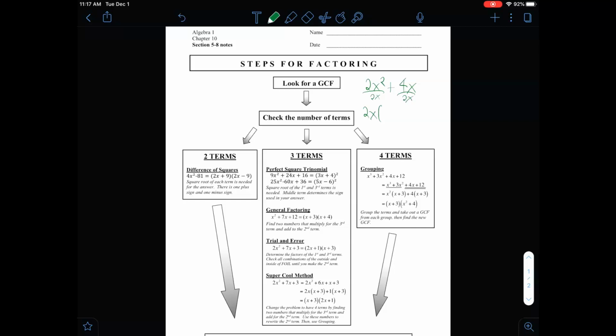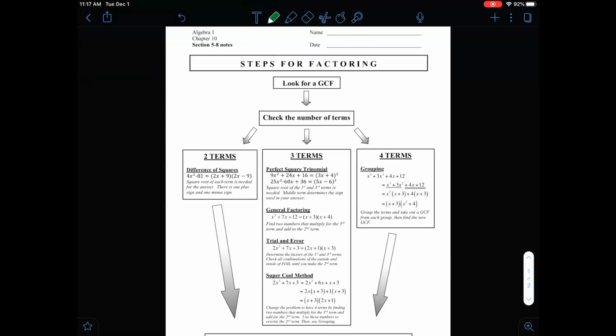So factoring is division. When we divide 2x squared by 2x, we're going to get x. And 4x divided by 2x is going to be 2. So this would be the factored form. It would be 2x times x plus 2. If you were to redistribute this, you get back to the original thing. But we're not really doing distribution. We're doing the opposite. Factoring is the opposite of distribution, basically.